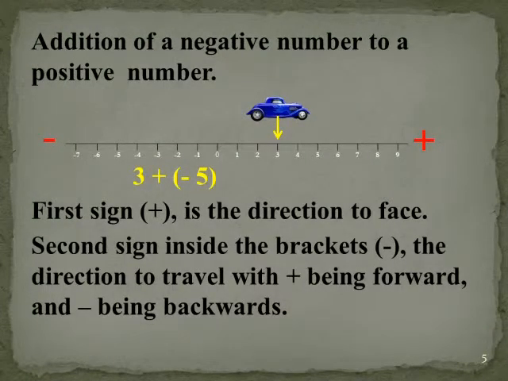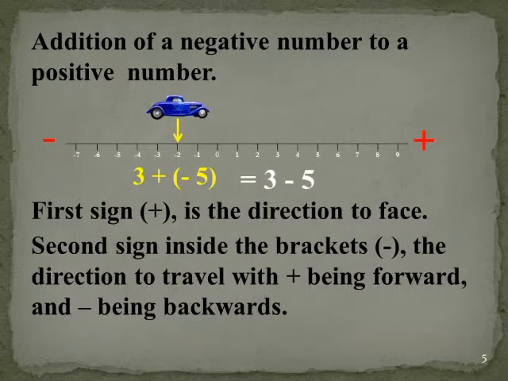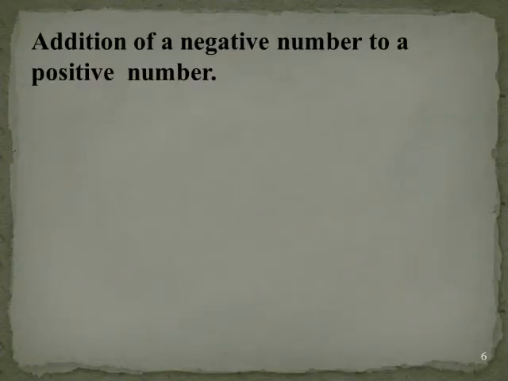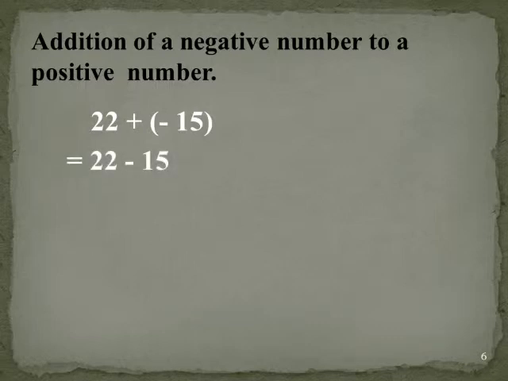Okay, so here's our problem. We're going back by 5 units. If we travel back by 5 units, that's like saying 3 take away 5. The answer of 3 take away 5 is negative 2. Let's consider here where we've got 22 plus negative 15. We've just seen that when we're plussing a negative, that's equivalent to just taking away. So that's going to be 22 take 15, which is 7.